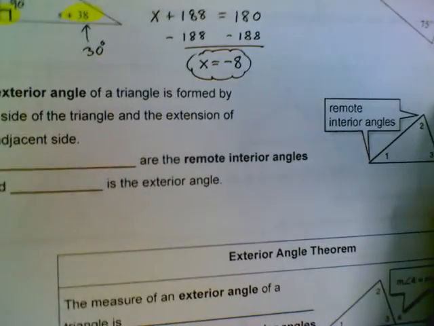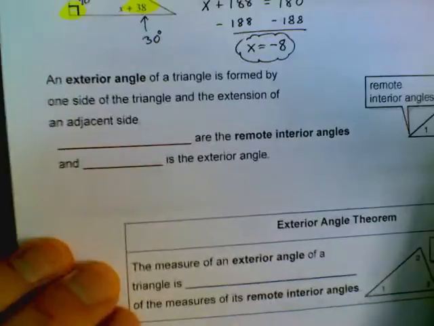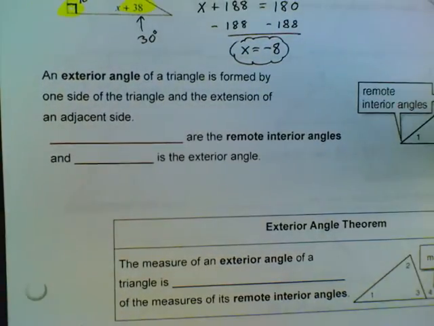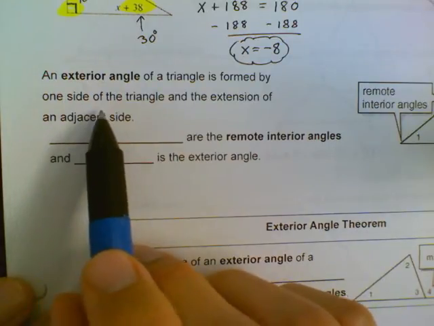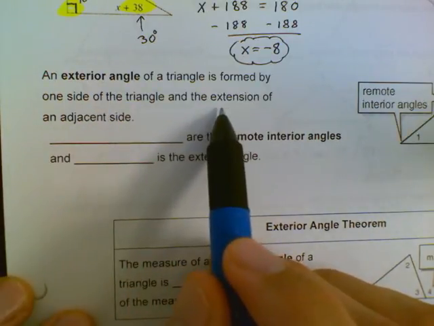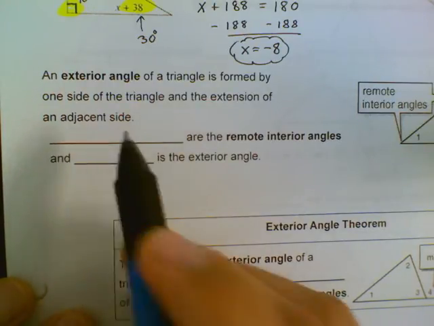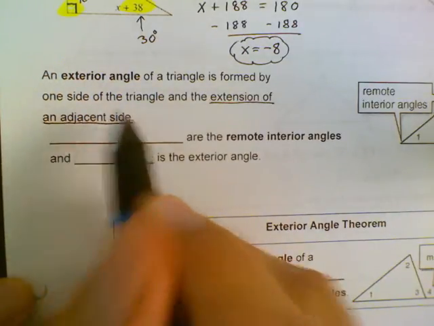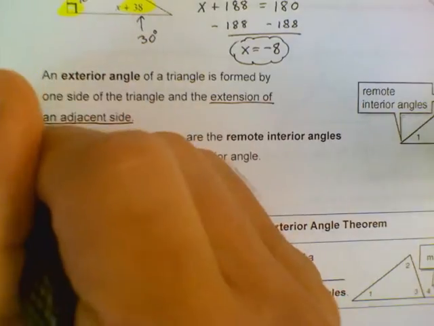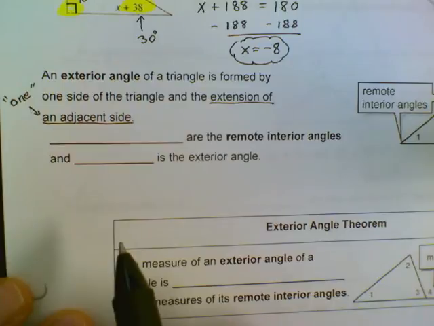Okay, so we're going to learn about the exterior angle theorem today. So before we start on the exterior angle theorem, we need to define an exterior angle. So an exterior angle of a triangle is formed by one side of the triangle and an extension of an adjacent side. Okay, one side and the extension of how many sides? One adjacent side. Maybe I should actually put the word here. One adjacent side instead of an adjacent side. All right.